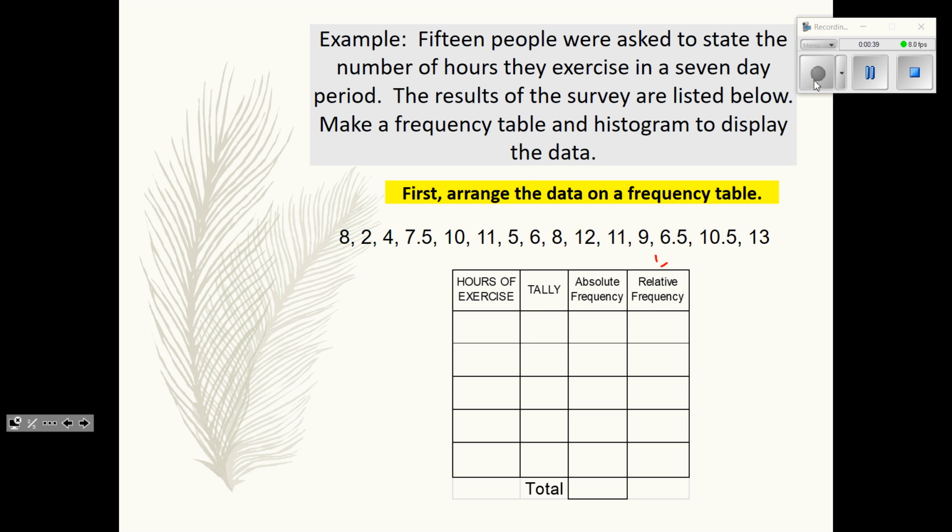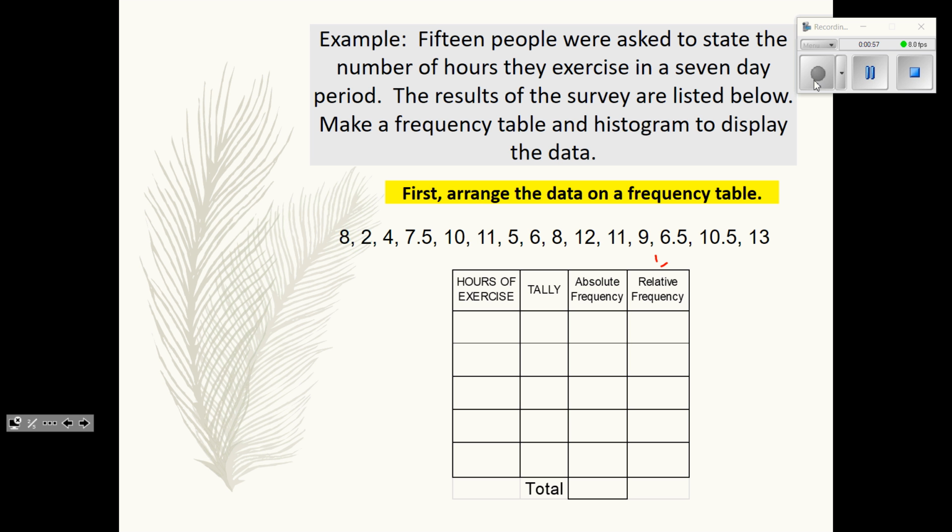So here's an example. 15 people were asked to state the number of hours they exercise in a 7-day period. The results of the survey are listed below. Make a frequency table and histogram to display the data. Okay, first of all, we're going to arrange the data on a frequency table.